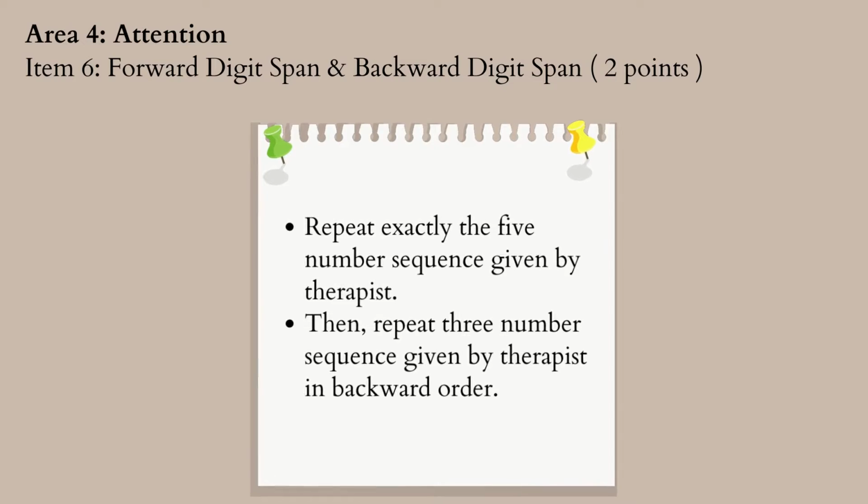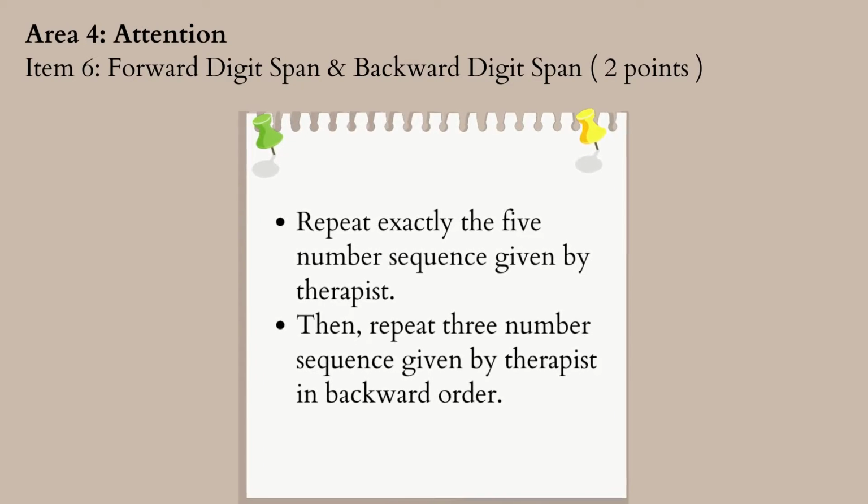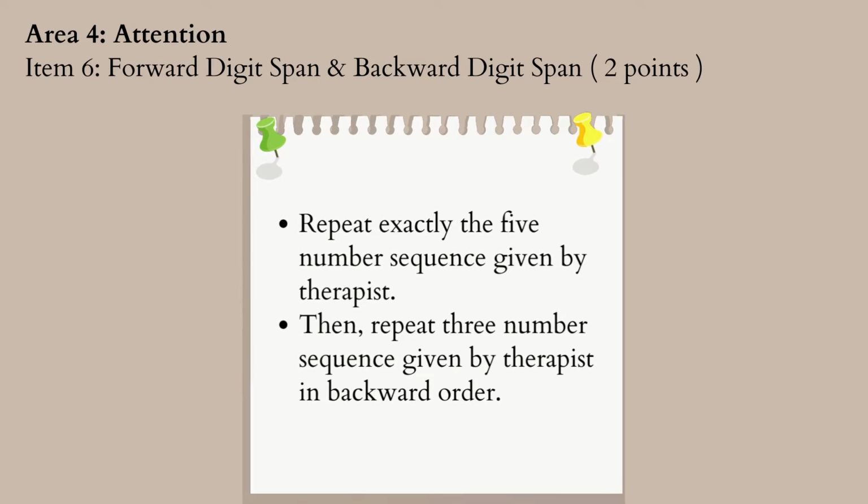Okay. Next, we have the fourth area, which is attention, that has 3 items. Item number 6 focuses on forward digit span and backward digit span and has 2 points. In this item, the client firstly needs to repeat exactly the 5-number sequence given by the therapist. Then, the client will repeat a 3-number sequence given by the therapist in backward order.